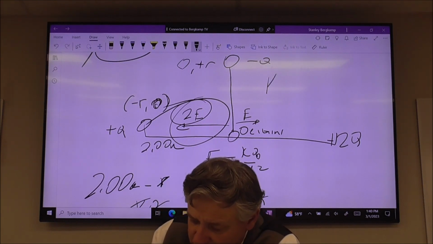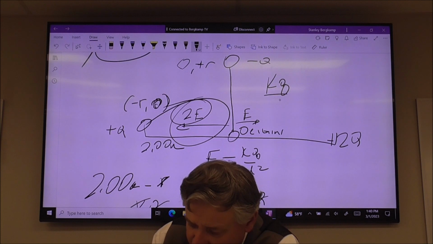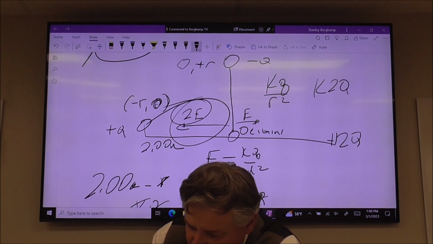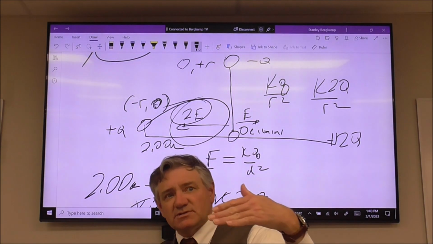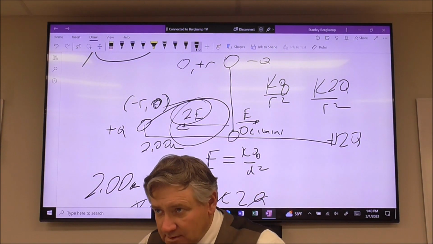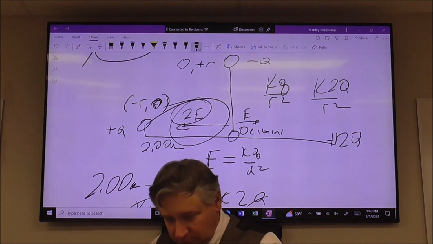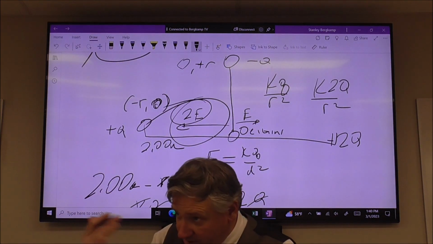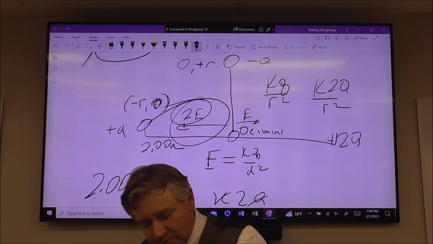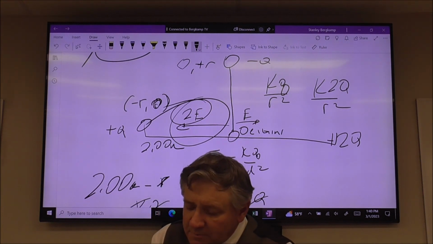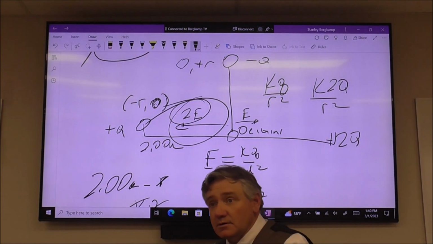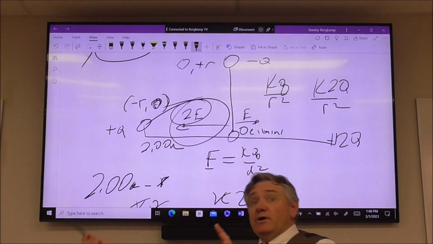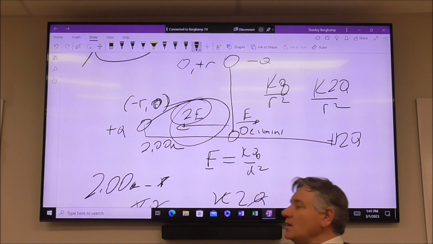So you could do KQ over R squared, and then you're going to have K2Q over R squared, and the difference between those two is going to be your net electric field, right? One's going in one direction, one's going in the other. Cool with that. What if this had been negative 2Q? It would've gone that way. They would both be going in that direction.